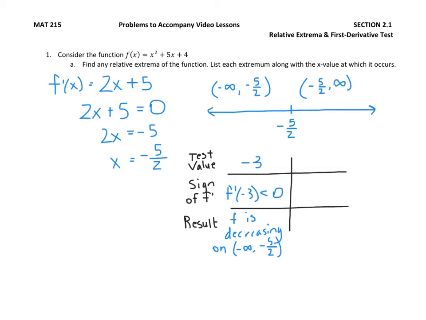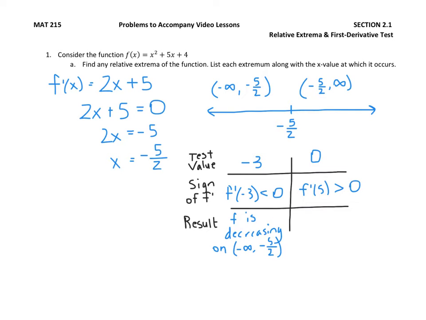Now let's see what's happening to our first derivative on the other side of the critical point. So from negative 5 halves to infinity, what's going on? So we need to pick a test point in that interval. I can pick any value in that interval, but I'm going to choose 0. I think 0 would probably be the easiest value to evaluate into the first derivative. So plugging 0 into the first derivative, I have 2 times 0, which is 0, plus 5. So I have a positive 5 as a result. So f prime of 0 is positive.